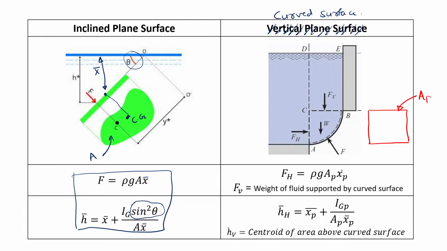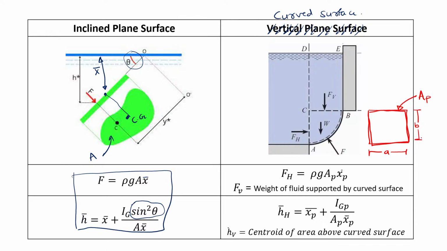By referring to this image only, I have to find out the horizontal force, or horizontal component of this hydrostatic force. That is rho g into AP. AP means this projected area, whatever this distance is there. Let us consider it is A.